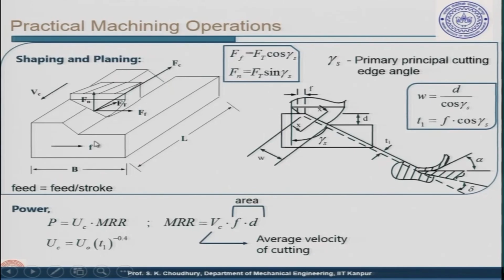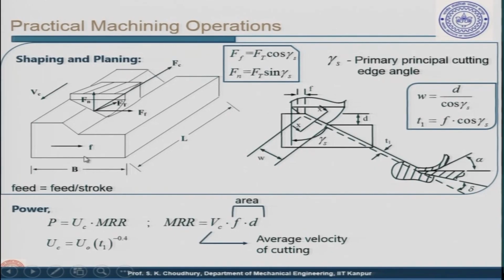At that point, after one stroke the tool will be given a feed perpendicular to the direction of the stroke. Here, for example, the shaping is shown. So, the shaping tool reciprocates and the feed is given in the direction perpendicular to the movement of the tool.